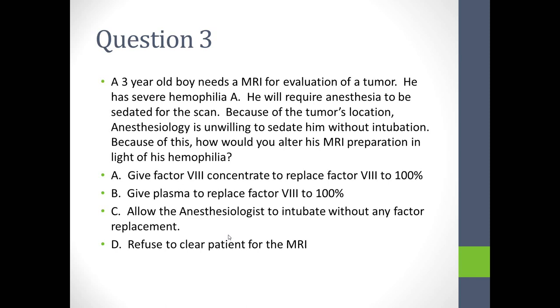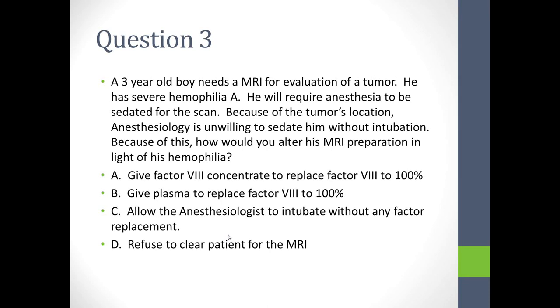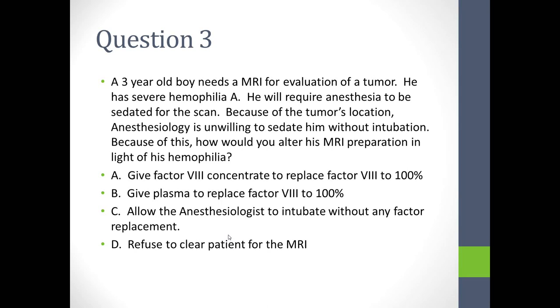Okay, third question. A 3-year-old boy needs an MRI for evaluation of a tumor. He has severe hemophilia A. He will require anesthesia to be sedated for the scan. Because of the tumor's location, anesthesia is unwilling to sedate him without intubation. Because of this, how would you alter his MRI preparation in light of his hemophilia? A, give factor 8 concentrate to replace factor 8 to 100%. B, give plasma to replace factor 8 to 100%, thinking that factor 8 concentrate is too expensive. C, allow the anesthesiologist to intubate without any factor replacement. Or D, refuse to clear the patient for the MRI.